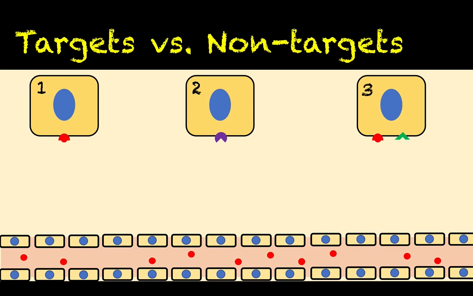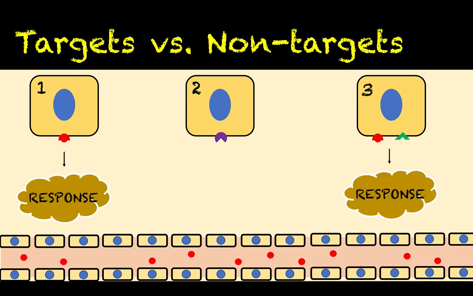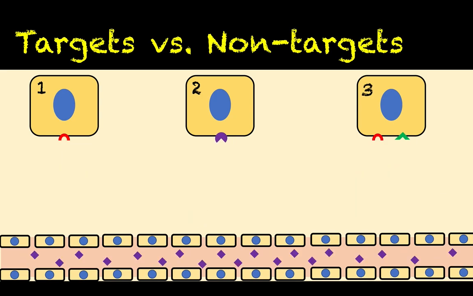You'll notice that only cells 1 and 3 have the correct receptor for this particular hormone, and as such, they will be the only cells that will be able to produce a response to that particular hormone. Cell number 2 here, you will notice, has a receptor, but it is not the correct receptor for this particular hormone. That makes it a non-target cell and means it will not be able to respond to this hormone, even though that hormone is in very close proximity to this non-target cell. Okay, let's look at a different scenario.